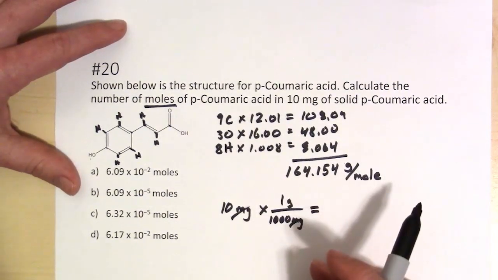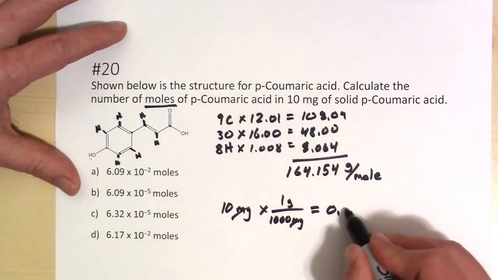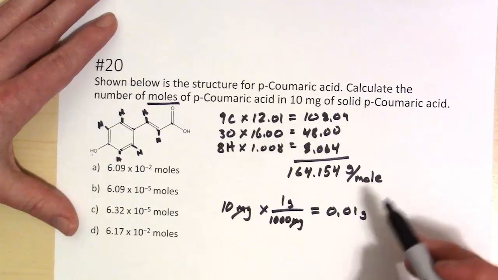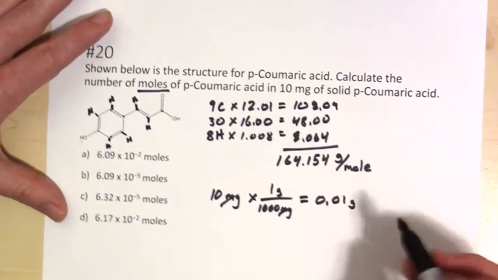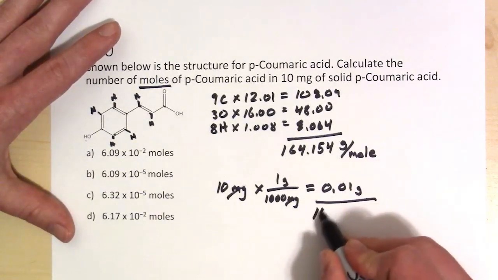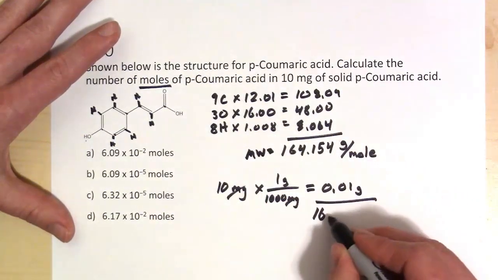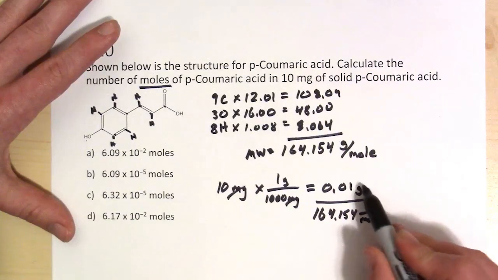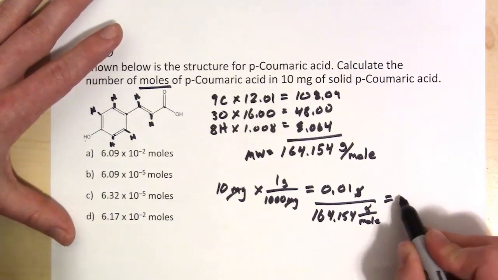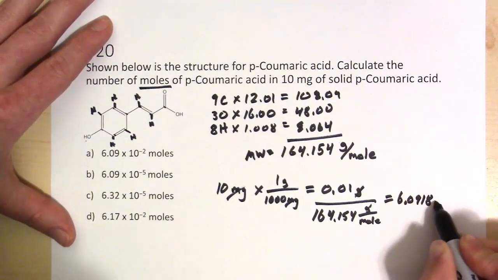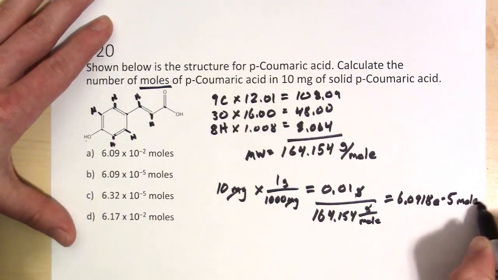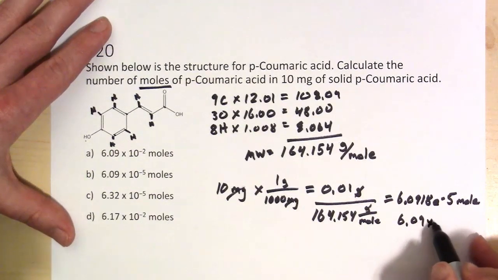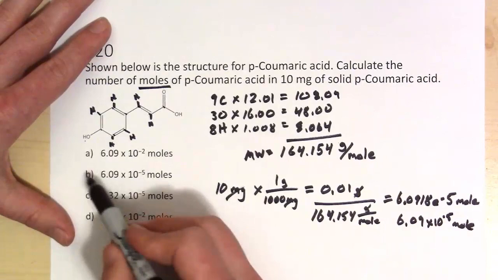So there, the milligrams are going to cancel. We'll divide 10 by 1,000, and that will give us 0.01 grams. So now that we know the mass of our sample in grams, we can divide that mass by the molar mass, and that will give us the number of moles. So if we take this number, divide it by our molar mass, so molecular weight, 164.154 grams per mole, there the grams are going to cancel, and that will give us 6.0918 times 10 to the negative 5 moles. So each of these looks like it's rounded to 2 decimals. So 6.09 times 10 to the negative 5 moles. That matches exactly with B here.